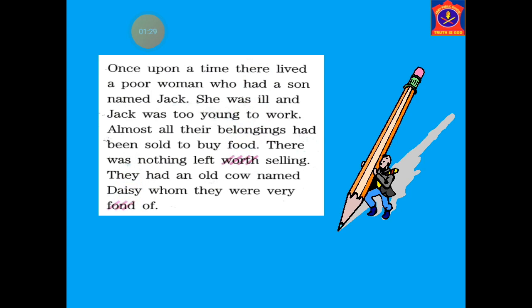So children, this story is about an old woman who was ill and she lived with her only son named Jack in a small cottage. And children, the mother was not in good health, so she could not go out to work and earn money. And Jack was too young to work. So children, almost all their belongings, their things were sold off to carry on with their daily basic needs. Now there was nothing left that they could sell and earn money, until at last they were left with an old cow Daisy whom they were very fond of.